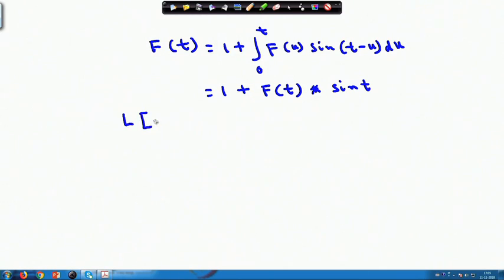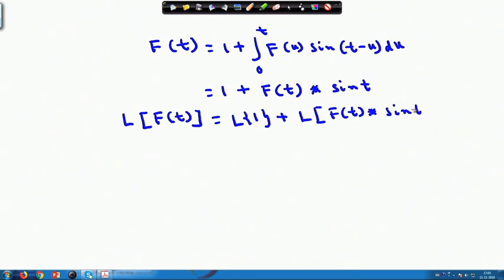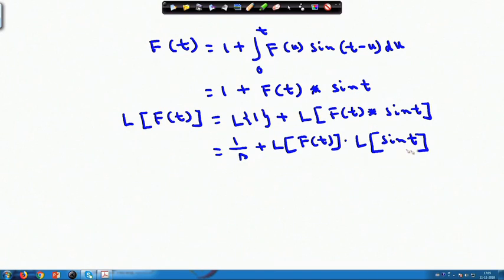Now, take the Laplace transform on both sides of the given equation. So, this equals the Laplace transform of 1 plus the Laplace transform of f(t) convolution sin t. The Laplace transform of 1 is 1 by s, plus the Laplace transform of f(t) convolution sin t, which I can write from the theorem: again, the Laplace transform of f(t) times the Laplace transform of the function, here sin t.